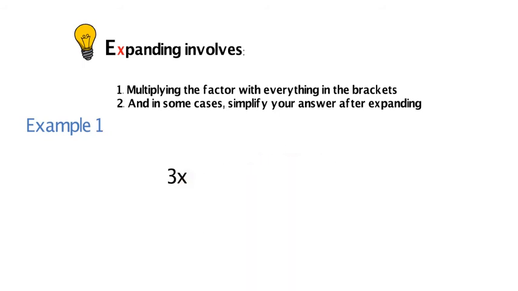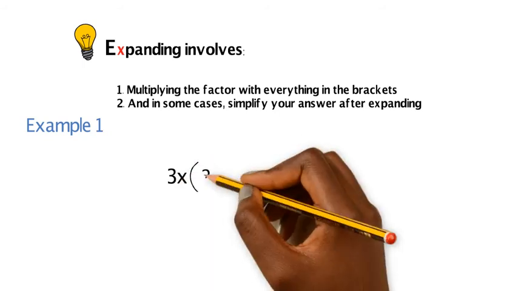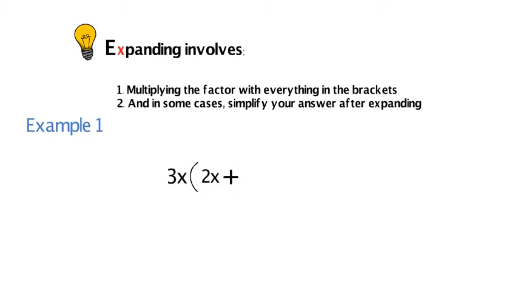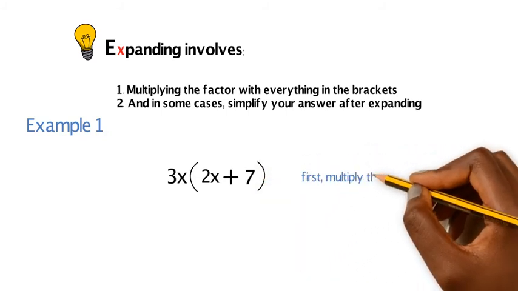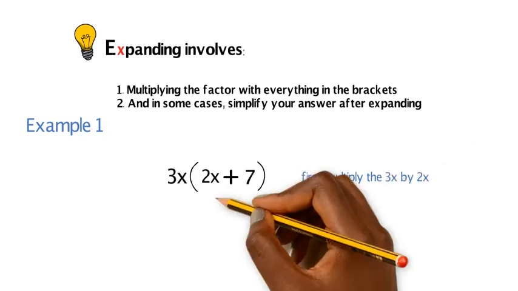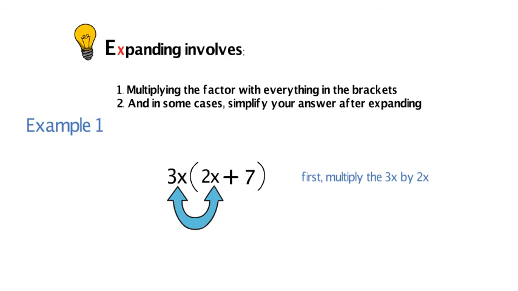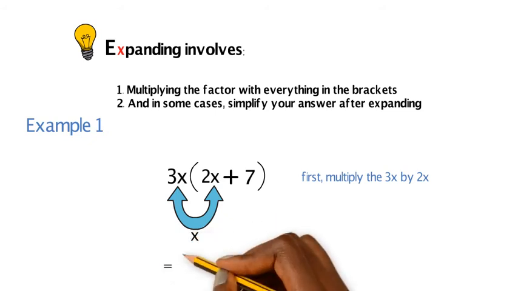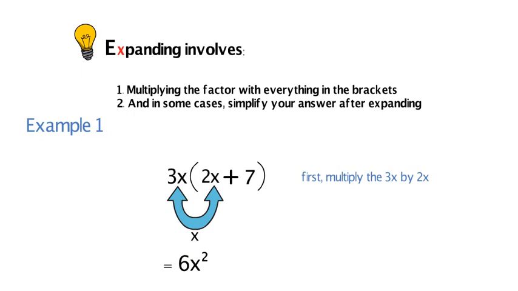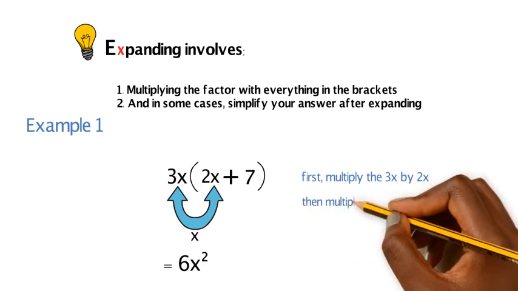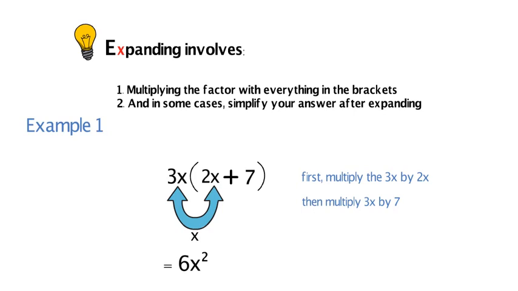So if you have 3x bracket 2x plus 7, first off you need to multiply 3x by 2x. So I like to do it in order so I don't forget to multiply anything in the brackets. So 3x times 2x would give you 6x squared. Then multiply 3x by 7. So that would give you an answer of plus 21x.